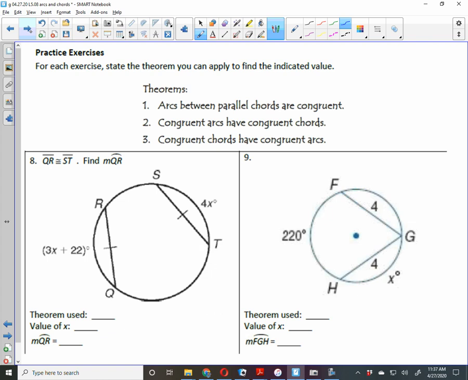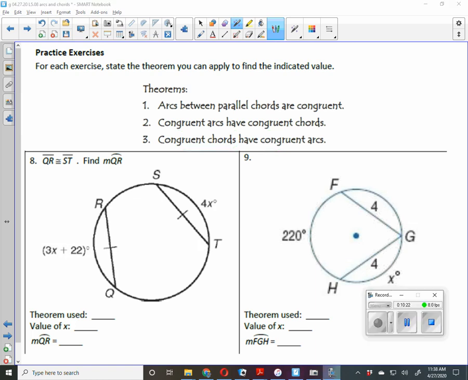All right, a couple more here just to finish things off. To deal with theorems, they're asking us to identify, is this because the arcs are parallel and the chords are congruent, or are the congruent arcs have congruent chords, or congruent chords could have congruent arcs? So right off the bat, QR congruent to ST. Let's see how much time I have. I got a few minutes left. Okay. QR and ST are congruent. If the chords are congruent, then the arcs are congruent.